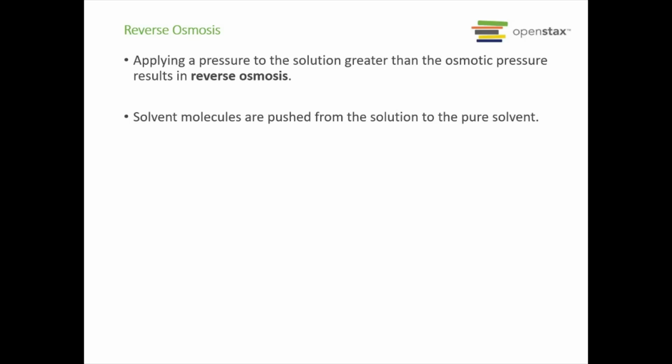Now, if you were to add pressure to the solution side greater than the osmotic pressure, this gives you the process called reverse osmosis, or RO. This is where you're pushing those solvent molecules from the solution back to the pure solvent. This is very commonly used in water purification. You can actually get reverse osmosis systems for your home. They create a lot of wastewater.